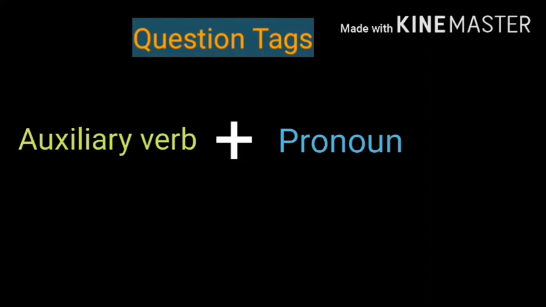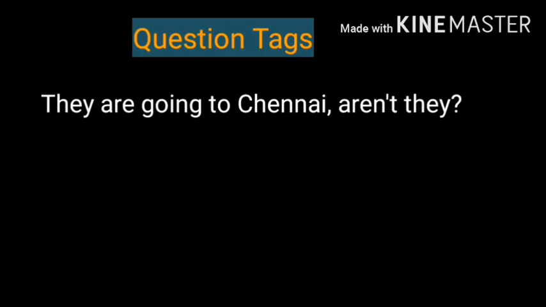Second point, use the auxiliary verb and the pronoun to frame the question tag. We should be careful while we use the auxiliary verbs. Sometimes the auxiliary verb will be given directly. Example, they are going to Chennai, aren't they? So in this sentence, the auxiliary verb are is given directly. So we can use it. We should use the auxiliary verb which comes after the subject.